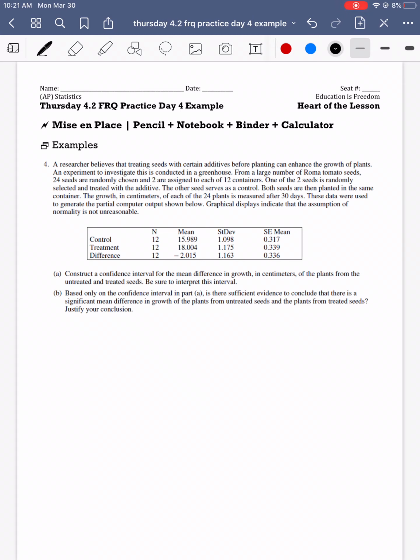These data were used to generate the partial computer output shown below. Graphical displays indicate that the assumption of normality is not reasonable. Okay, so looking at this, we are definitely going to look at a type of mean test because we have mean listed here. So they want us to construct a confidence interval for the mean difference.